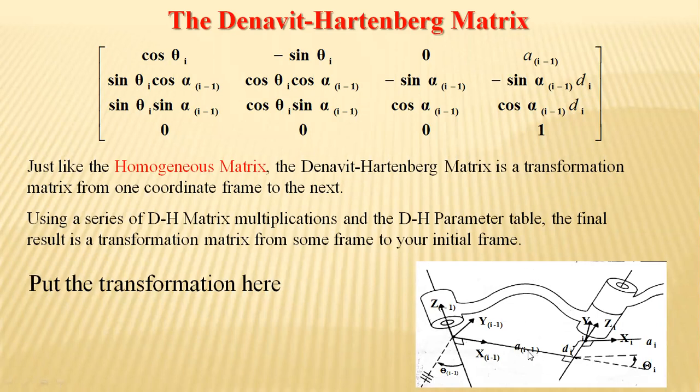Hence a of i minus 1 is the length between this joint and this joint, nothing but the length of this link, and hence here it is being specified.